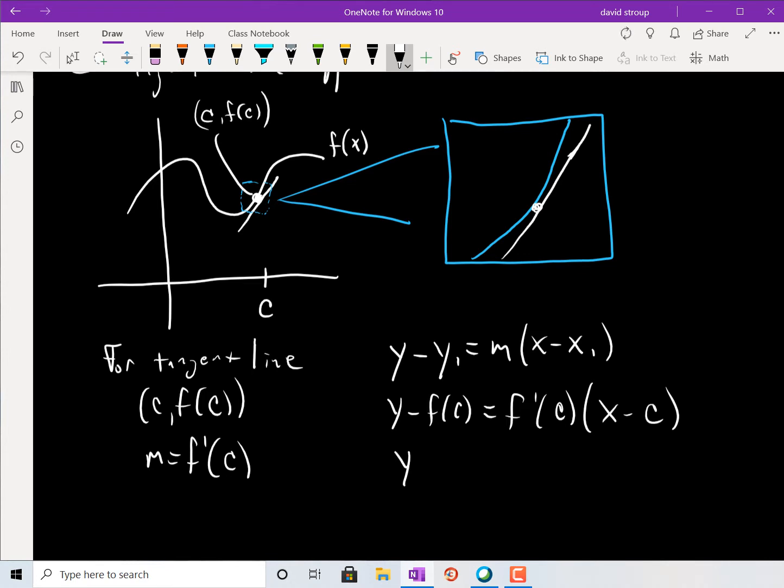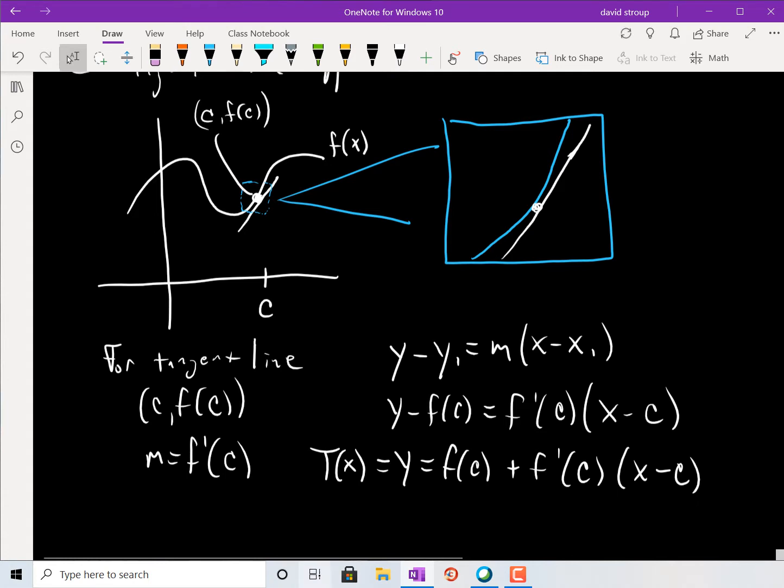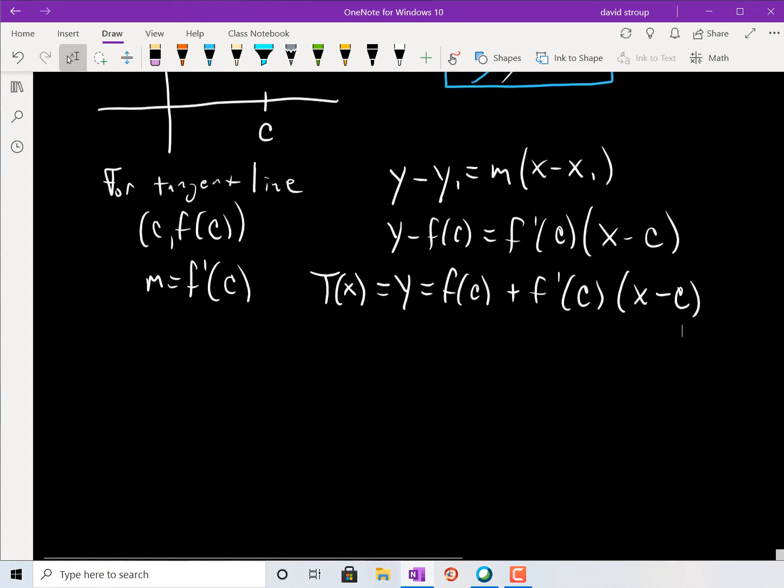And then we'll move the f of c over. And this will be our tangent line approximation, which sometimes they call t of x. Okay? So you'll have f of c plus f prime of c times x minus c. And if you take Calc 2, you'll look at polynomial approximations. And eventually this will lead to Maclaurin polynomials and Taylor polynomials, and then Taylor series and Maclaurin series, all that great stuff. Okay, so this equation right here is the linear approximation of f at c.